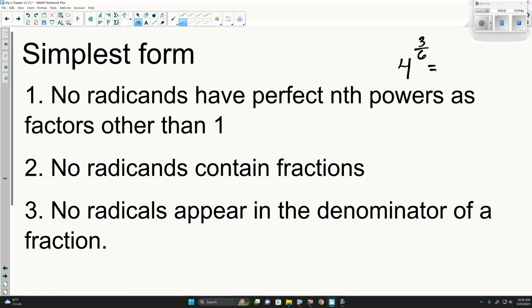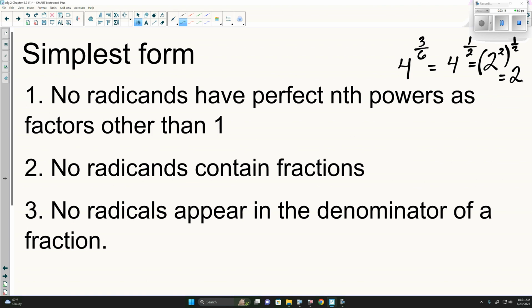Because this will be the same as 4 to the 1/2, which is actually just 2. Because our 1/2 power is the same as the square root, we could simplify it as this here. Or we could say that it is the same as 2 squared to the 1/2. Powers of powers multiply. Our 2 times 1/2 would be 1, which would give us 2.